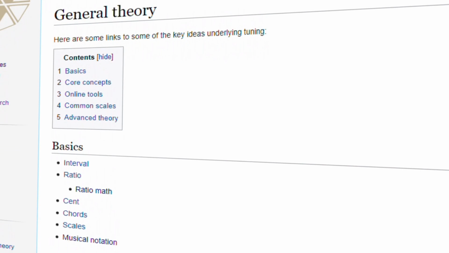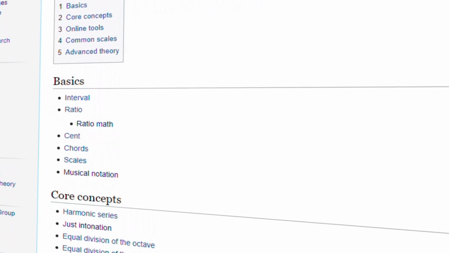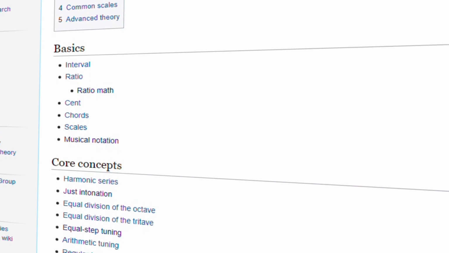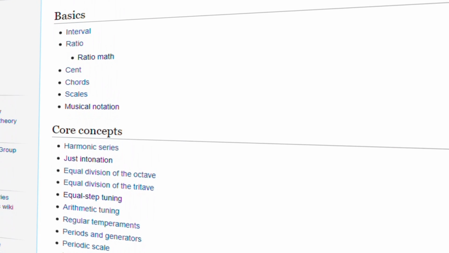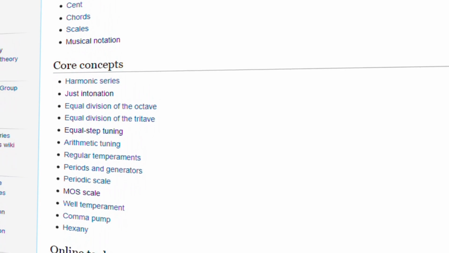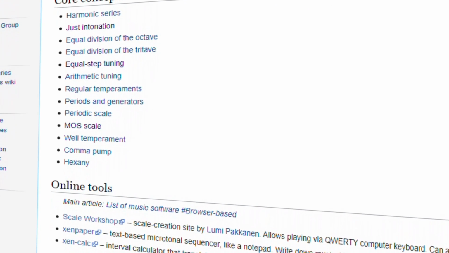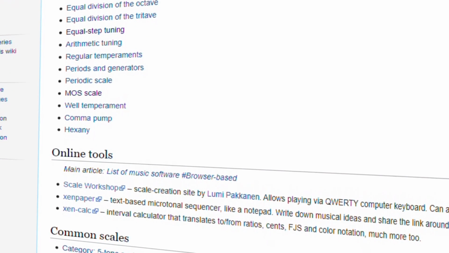So, general theory isn't actually really a page on theory. It's more of a hub, full of links to pages. As the page says, here are some links to some of the key ideas underlying tuning. And yeah, there are some links here, alright. But we're kind of on our own at this point, without any further recommendations on where to head.